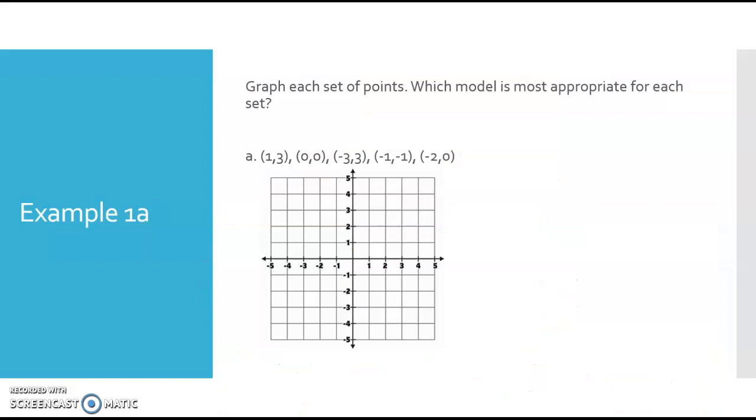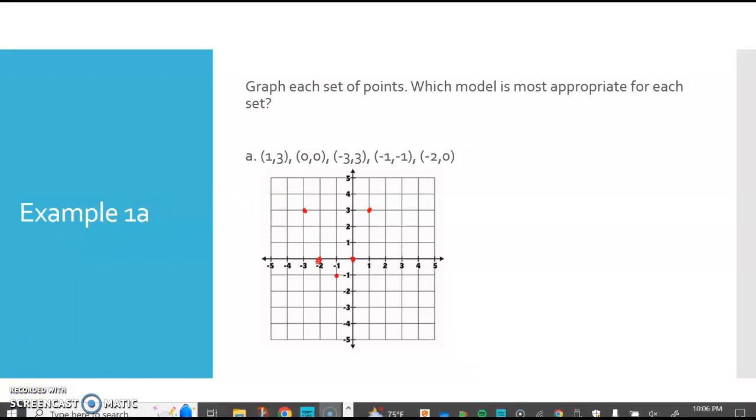So this one says to graph each set of points, which model is most appropriate for each. So I'm going to graph these points. Remember, this is x and this is y, so we're going to go right 1 and up 3. And so that's our first point. I'm going to go ahead and pause my video to graph the rest of these, and then, by magic, all of these are going to show up in just a second. All right, and just like that, all the points have appeared.